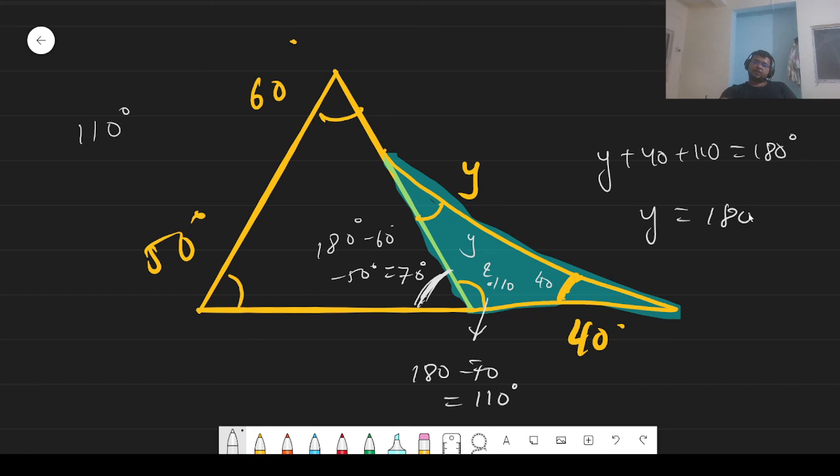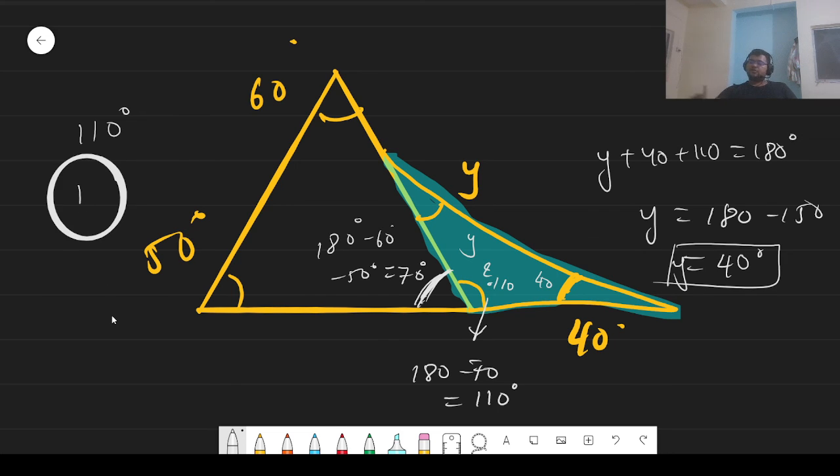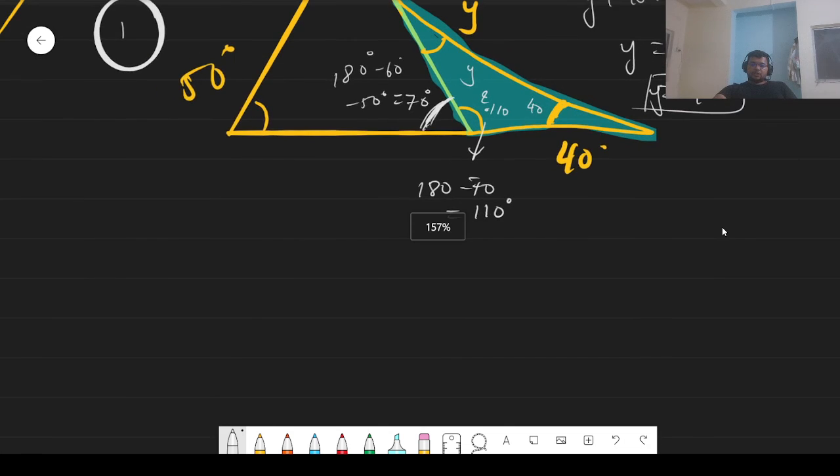y will be equal to 180 minus 150. I'm adding these two, 40 plus 110, which is 150, and subtracting it from 180 degrees, and it gives us 40 degrees. So the value of y is 40 degrees. This is one method you can use. Secondly, there is another concept which I would like to discuss right now.